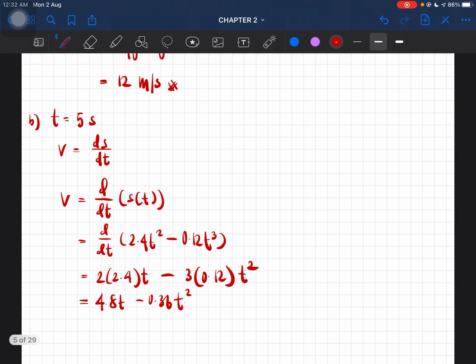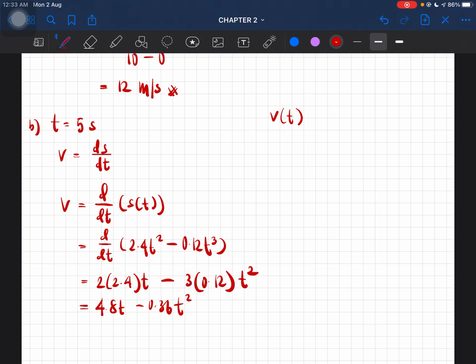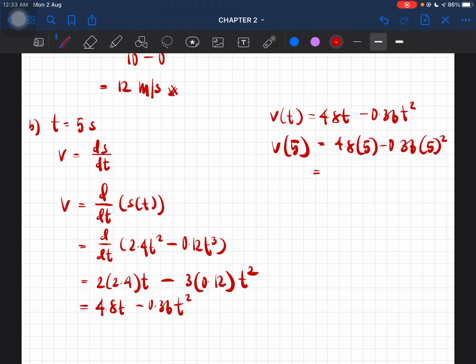Now you can find the instantaneous velocity. We can just substitute the value of 5 seconds into the equation. So 4.8 times 5 minus 0.36 times 5 square. Then you'll get the instantaneous velocity to be 15 meter per second.